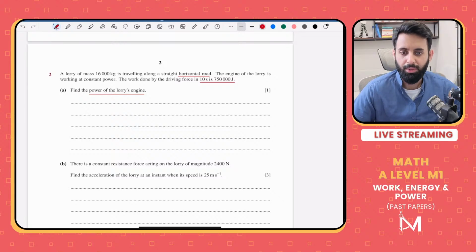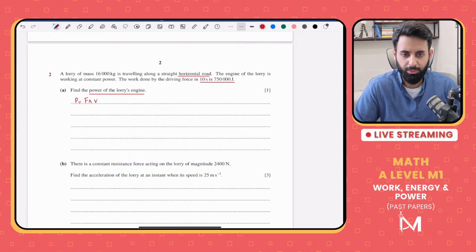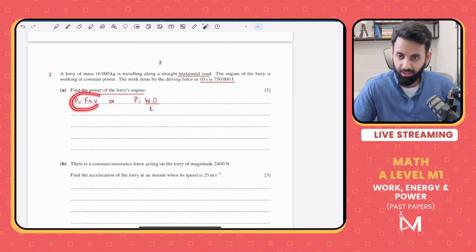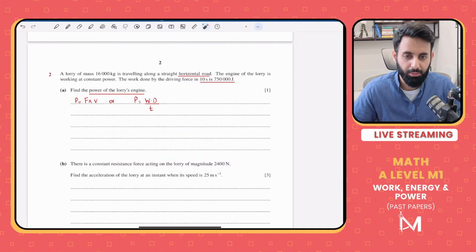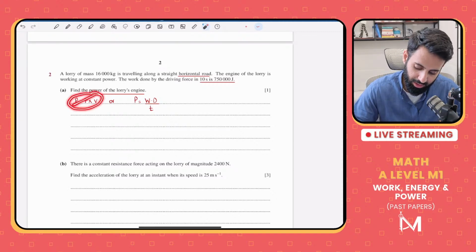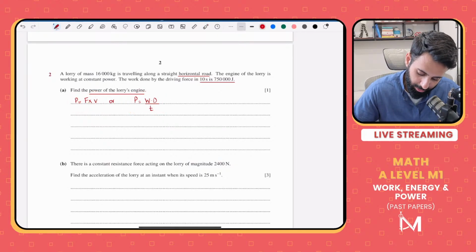Now there are two ways that we calculate power. One is that power is equal to force multiplied by velocity, and when we talk about force, we're talking about the driving force, obviously. Or power is equal to work done upon time. Now, the first formula we use if, let's say, we want to calculate power at a certain instant and we're given the velocity at that instant, or maybe the car is traveling at a constant speed or constant velocity. But because that's not the case here, we're not going to use this formula. Here, we're going to use this formula because we're given the work done and we're given the time.